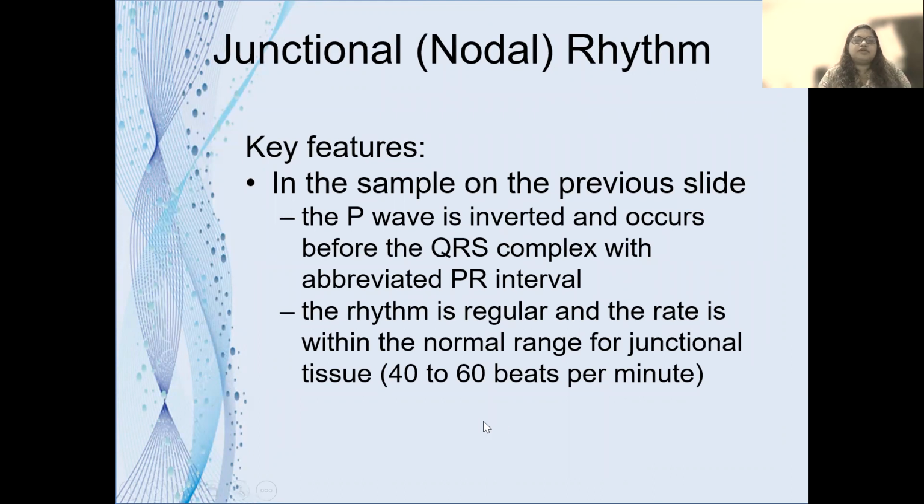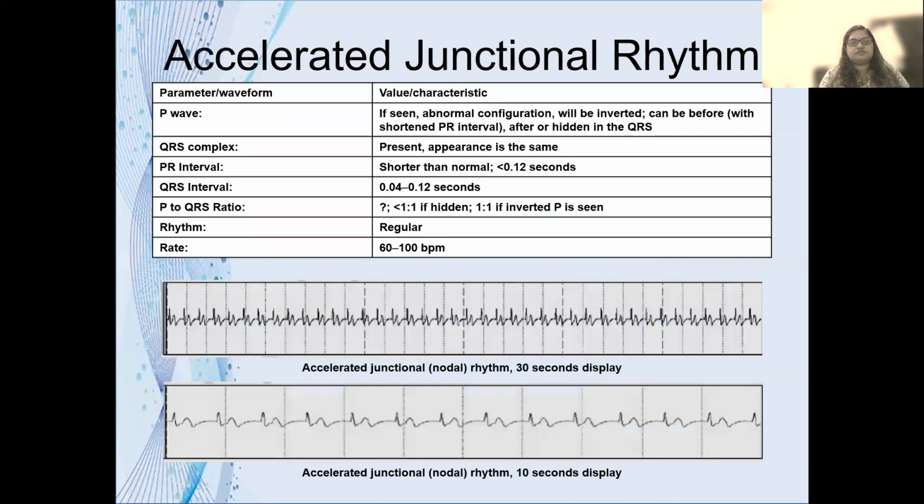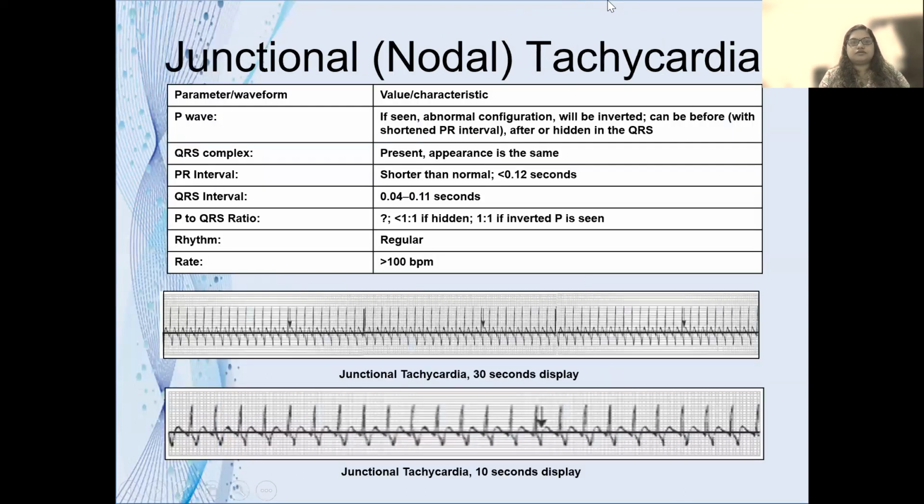So the P wave is inverted and occurs before the QRS complex with abbreviated PR interval. The rhythm is regular and the rate is within the normal range of junctional tissue, which is 40 to 60 beats per minute. Now, what is accelerated junctional rhythm?